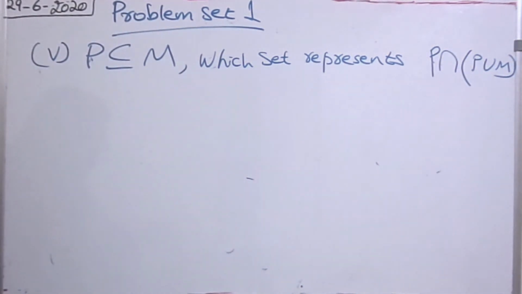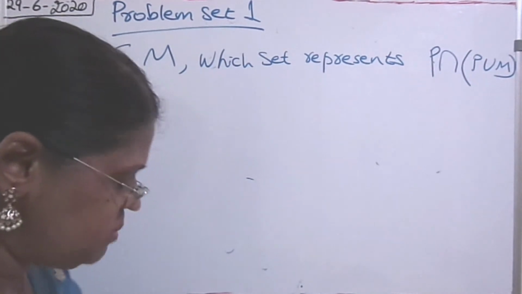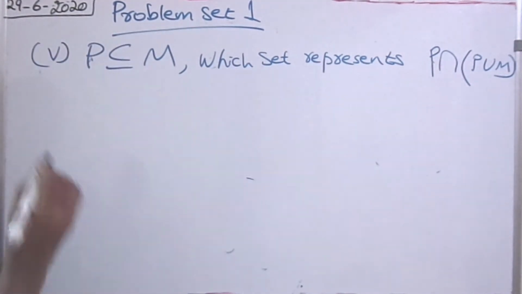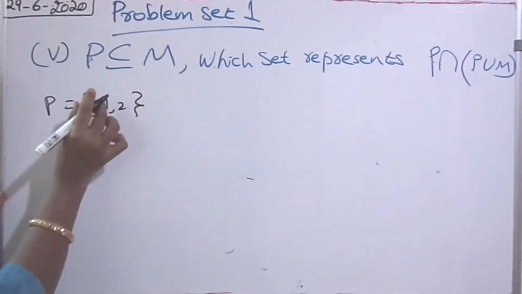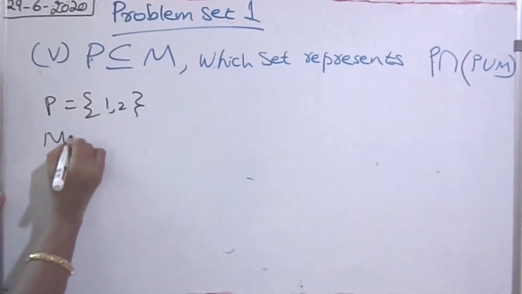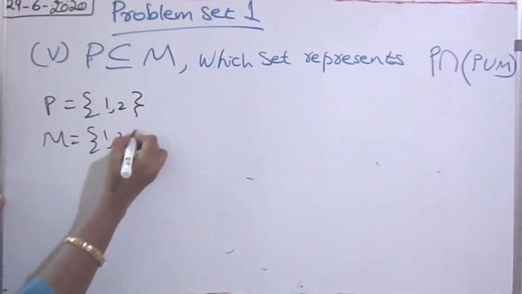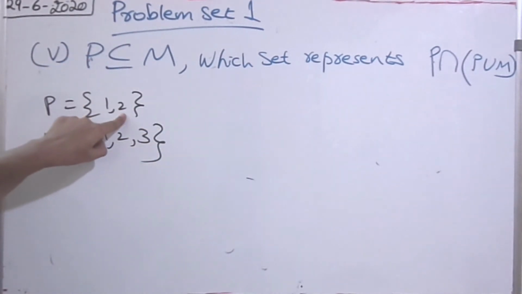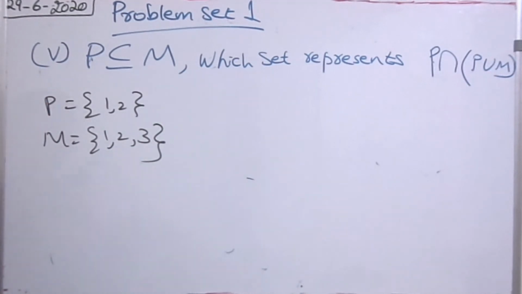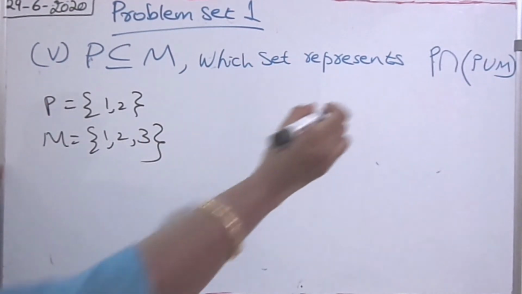Okay. Now for this, let us put some numbers and see. Then only we will be able to understand it. Otherwise, we will not be able to understand. P is a subset of M. So that means P, suppose let it be 1, 2. If this is a subset of M, M contains 1 and 2 and one more extra number, let us say 3. So now this condition is correct. All elements of P are there in M. So P is a subset of M. Now which set represents P intersection P union M?